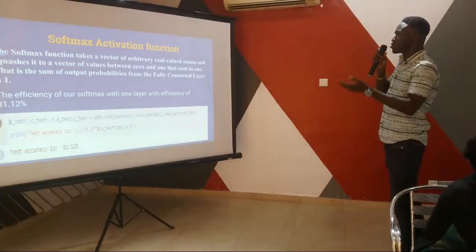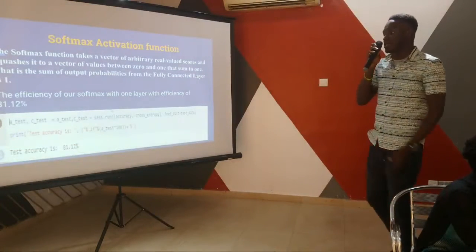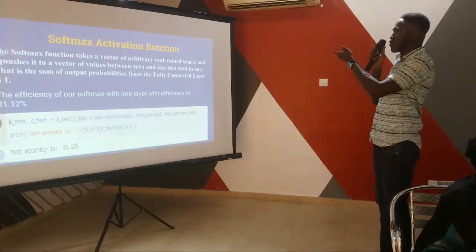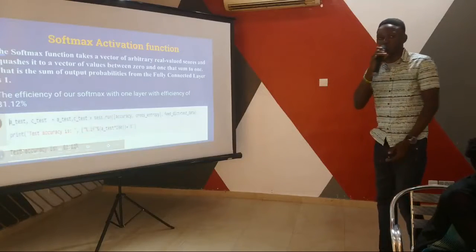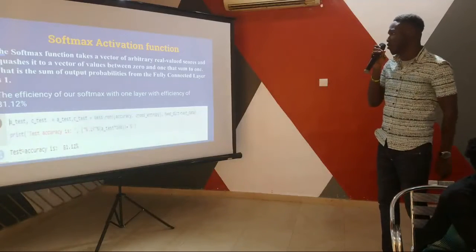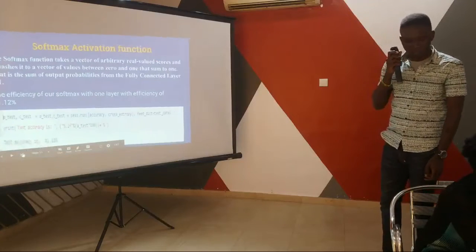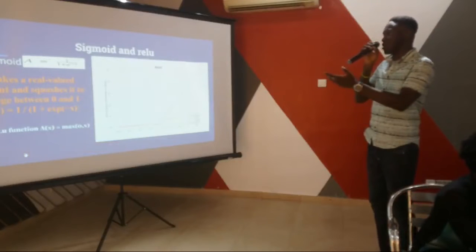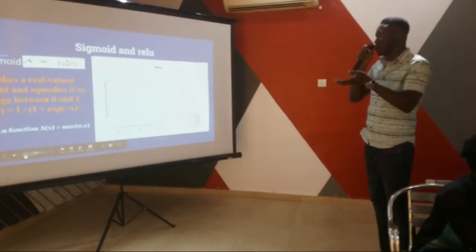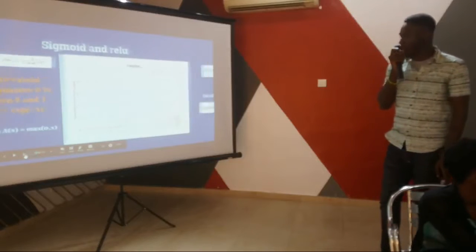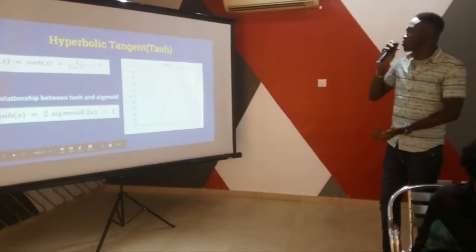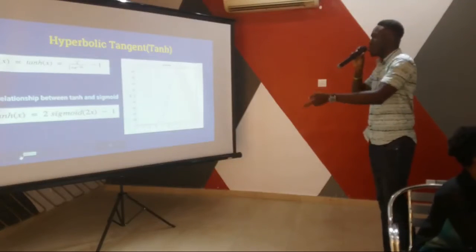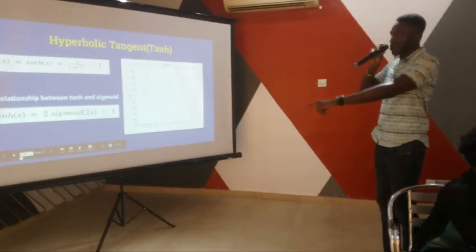So when we use the softmax activation function, we got a test accuracy of 81.12. The definition takes a vector of arbitrary values and tries to force it between 0 and 1. And this is the sigmoid and the ReLU activation function that tries to force it between 0 and 1. And hyperbolic tangent. There's a relationship between the sigmoid function and the hyperbolic tangent, that formula.